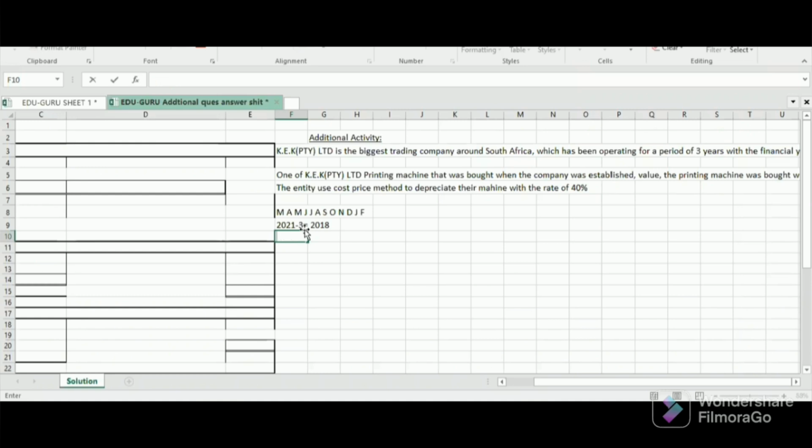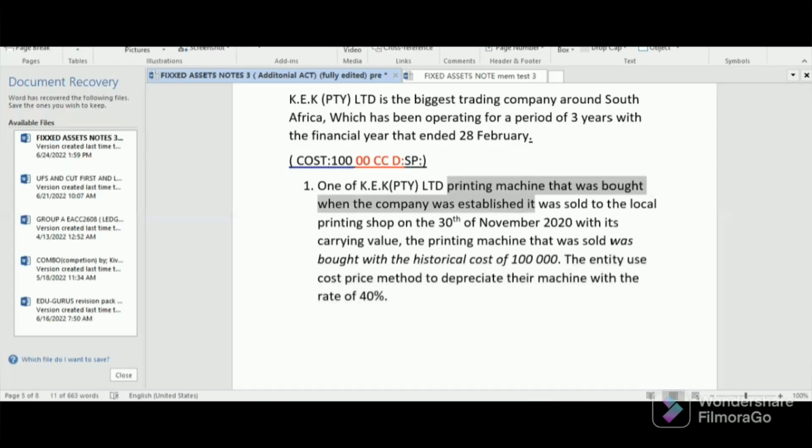Because our financial year ended on the 28th of February, therefore our company started from March, right? So we can all agree that this company was established on the 1st of March 2018, right? So that would be the date of purchase of this printing machine. Then what's the next thing that we're supposed to focus on? I said to you, guys, you're supposed to highlight when the machine or the asset was bought.